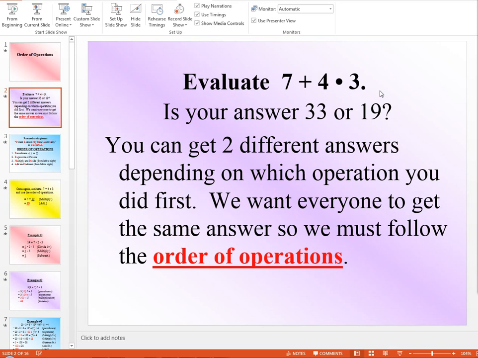I think sometimes with math students, probably not as much with this group, but sometimes when these words get thrown at us, they all kind of run together. They all sort of come to mean the same thing, but they don't. They're very different things. What does that mean when we talk about the word evaluate? You're supposed to evaluate the expression 7 plus 4 times 3.